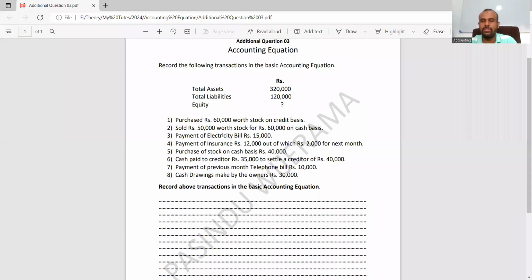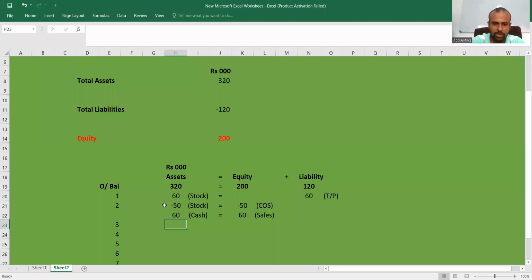Recognition of income and expenses. Here we apply the matching concept. Payment of electricity bill 15,000. We paid 15,000 rupees as electricity bill. Then your cash balance reduces by 15,000. This is an expenditure, so by 15,000 your equity balance reduces. You call that electricity bill. Cash reduces, electricity bill reduces by rupees 15,000.